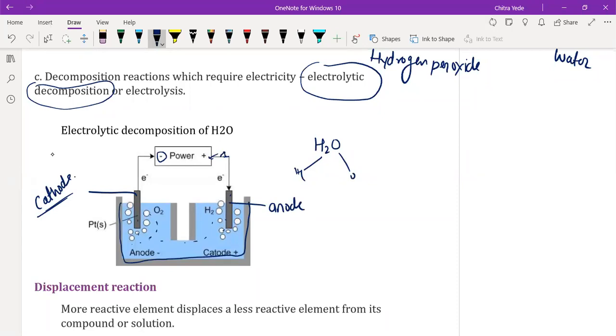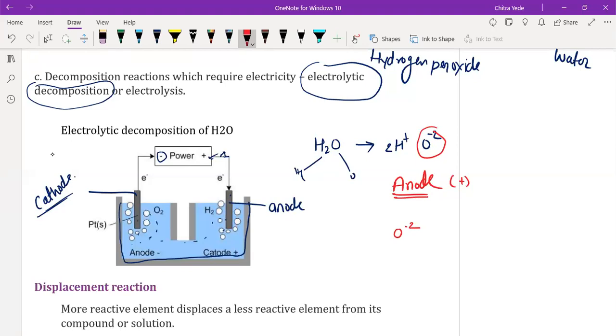So what happens here? Water will break down into H positive ion and O2 minus ion. We have 2 hydrogen, so we'll form 2 hydrogen ions. Now we will understand the reaction at the anode. Which reaction will take place at the anode? The anode is the positively charged electrode. So if it is positively charged, then which ions will travel towards the anode? Negatively charged ions, which is the O2 minus ion.